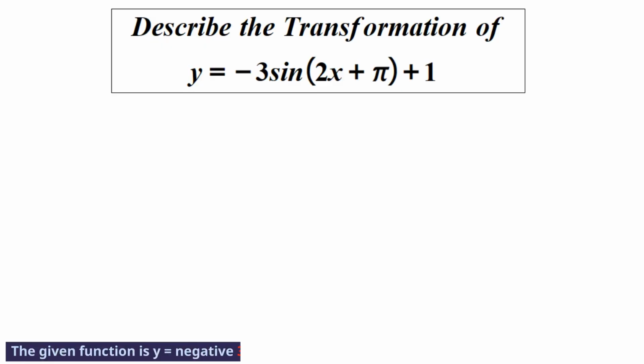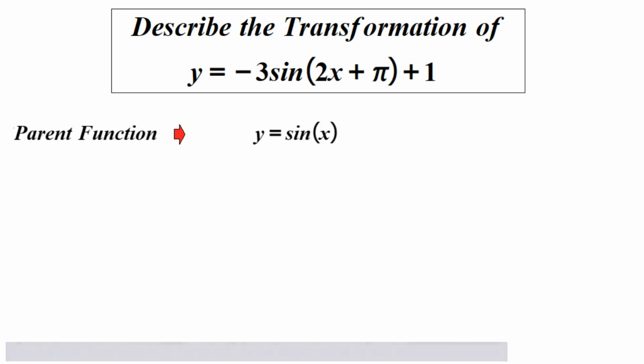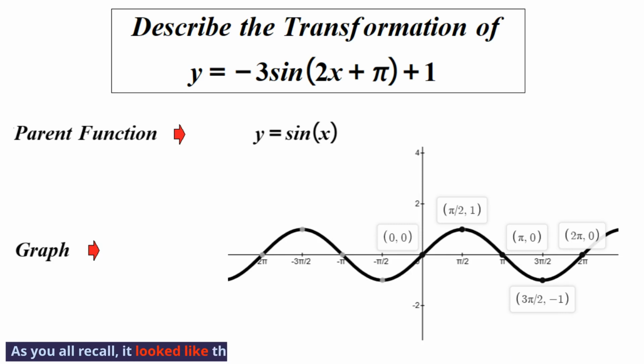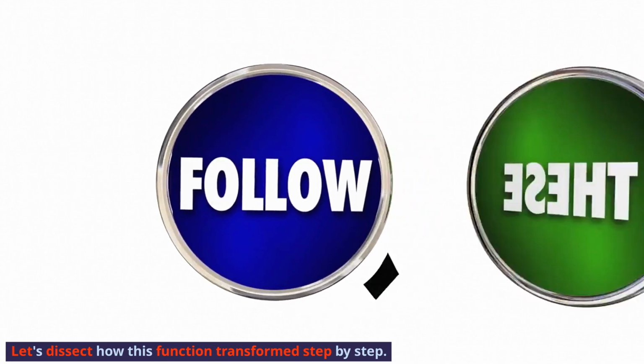The given function is y equals -3 sine (2x + pi) + 1. The parent function is y equals sine x, as we depicted it in our previous lesson. As you all recall, it looked like this. Do you remember? Let's dissect how this function transformed step by step.